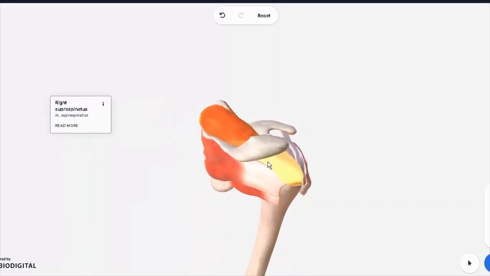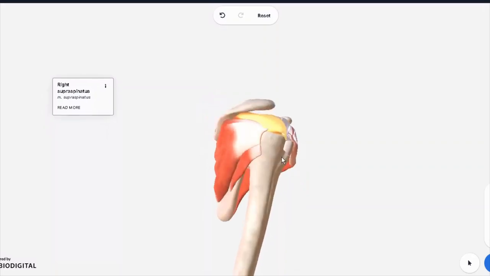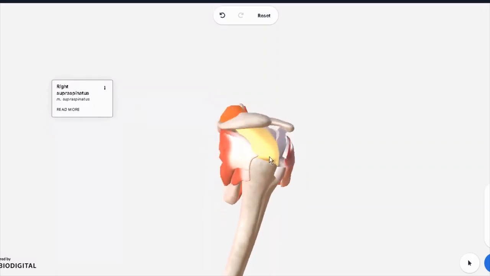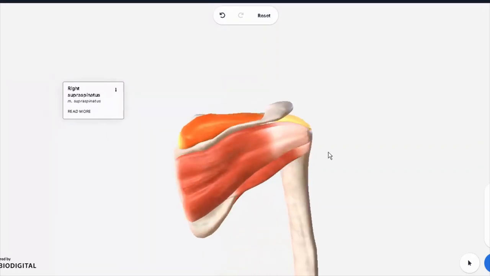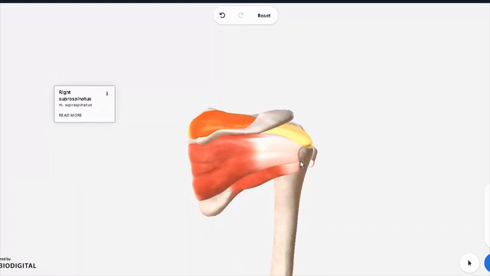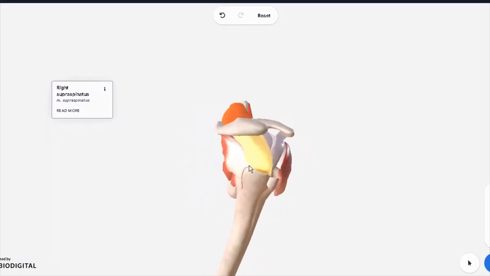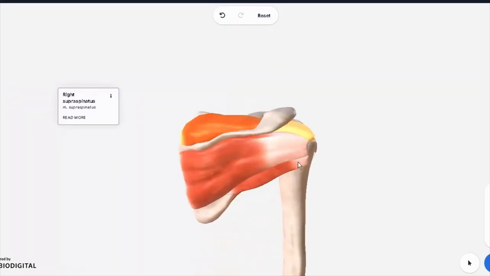You can see how it's attached right over here at the upper edge of the humerus near the greater tubercle. So this muscle is responsible for initiation of abduction. It will cause the initial few degrees, about 10 to 15 degrees of abduction. Then deltoid will take over and will take it all the way up till 90.